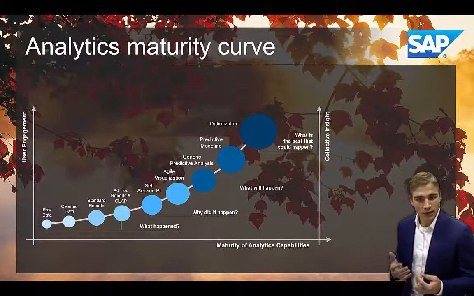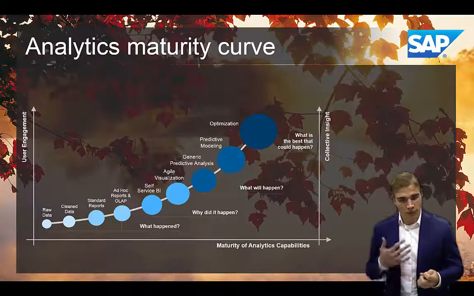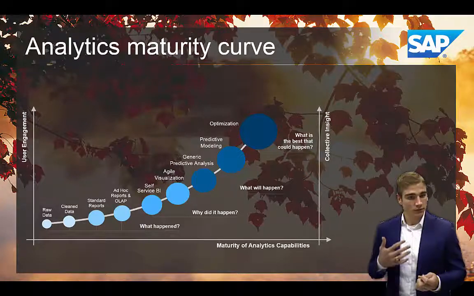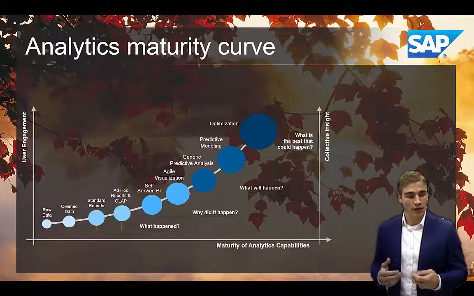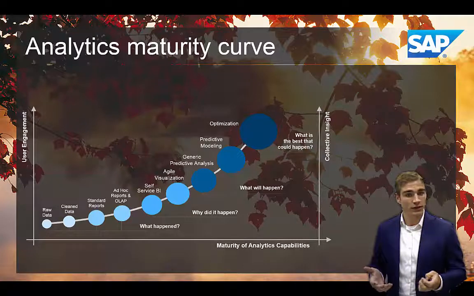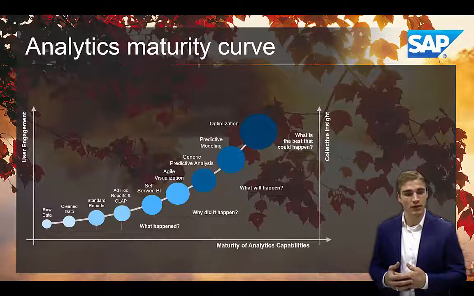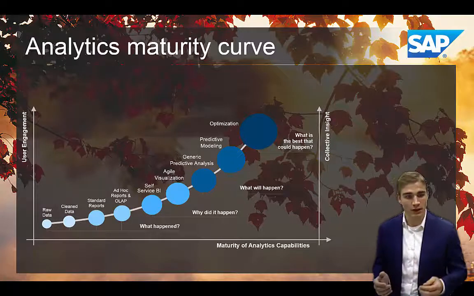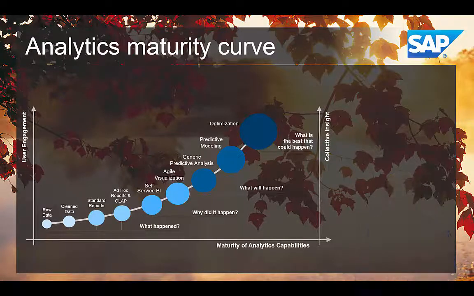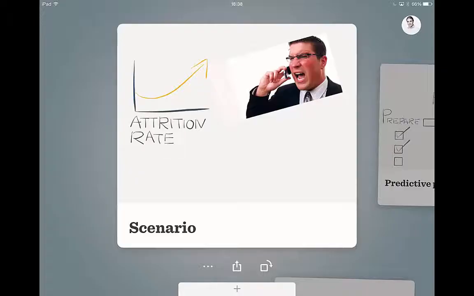This might be a little bit abstract, so what I'll do now is get started with my scenario, and after that I'll open up Lumira trying to handle this scenario, and then I'll show you where predictive analytics, and in this case algorithmic thinking, comes in. So let me hide myself here and open up the scenario for today, being attrition rate.